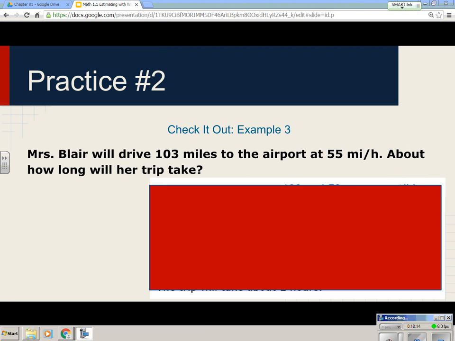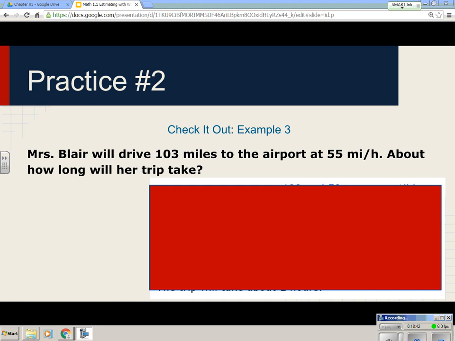All right, we're going to look at another one. You don't have to write this one down unless you want to. I encourage you to try it, though. You don't have to write the notes. It says, Mrs. Blair will drive 103 miles to the airport. She's going to travel at 55 miles an hour. How long will it take her to do her trip? Now, if you look at this, there's different answers you can probably have, but I want you to pause the video and think of compatible numbers that you could use.